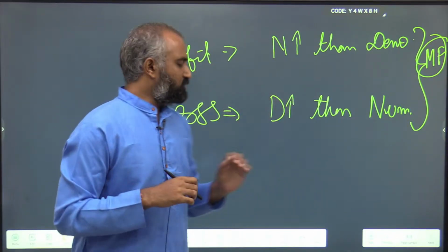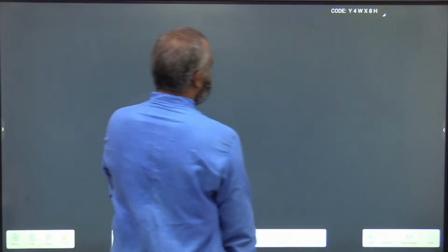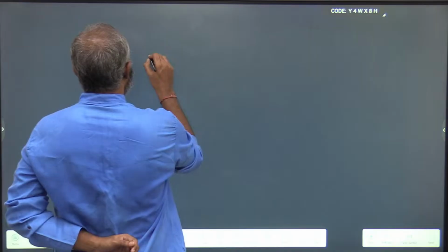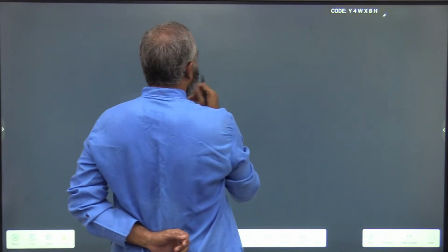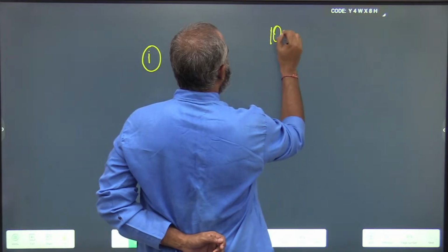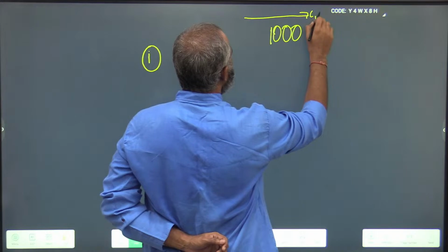Just remember these two things, you will sail through this. Now let us use the same example that we have used previously. 1000 kg, he is selling at the same cost price.